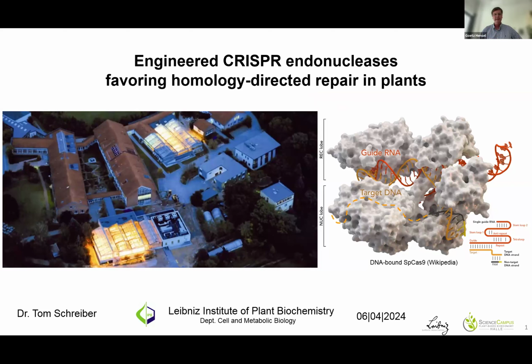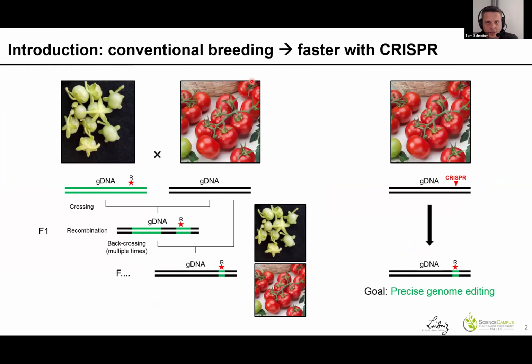Oh, good. Okay. Yes. So thank you very much for the invitation and the opportunity to present our data here, which is about engineered CRISPR endonucleases that favor homology-directed repair in plants. So I think I don't have to convince the audience that with gene editing tools like CRISPR, we are now able to generate desired traits within one generation. So for example, replace an allele or knock in a resistant gene.